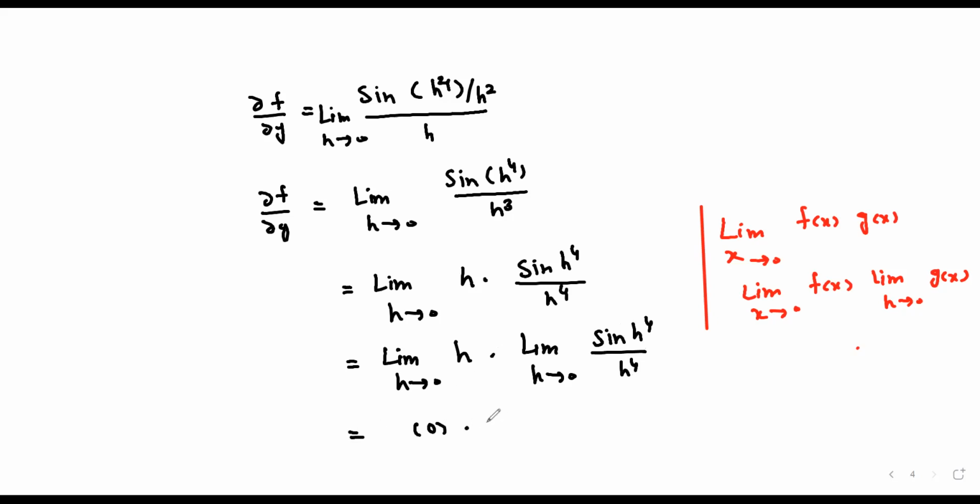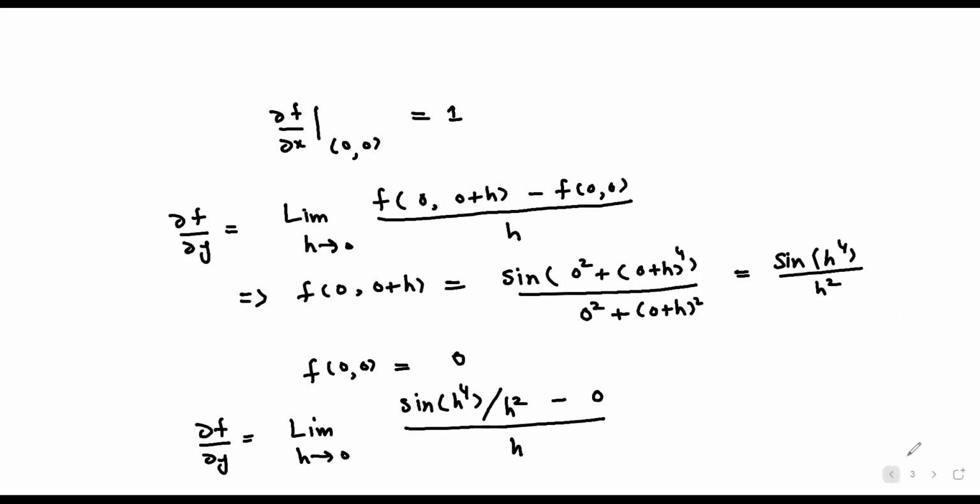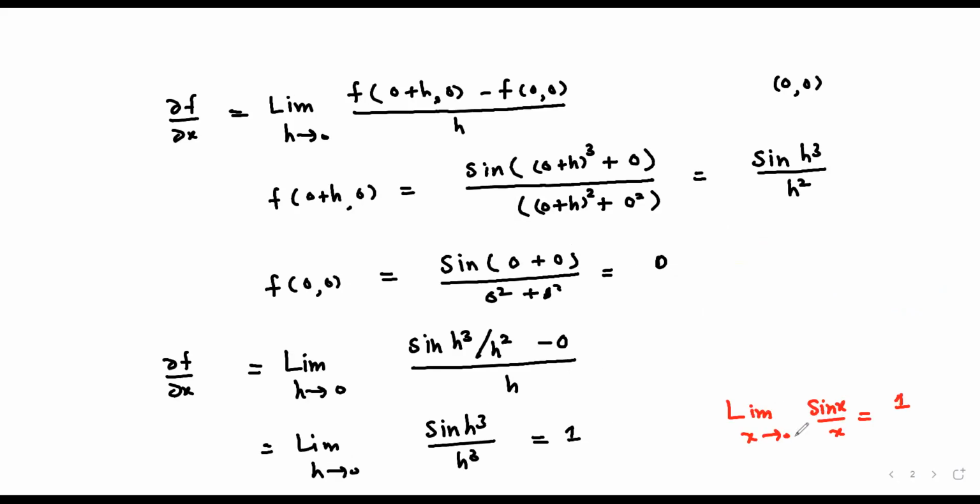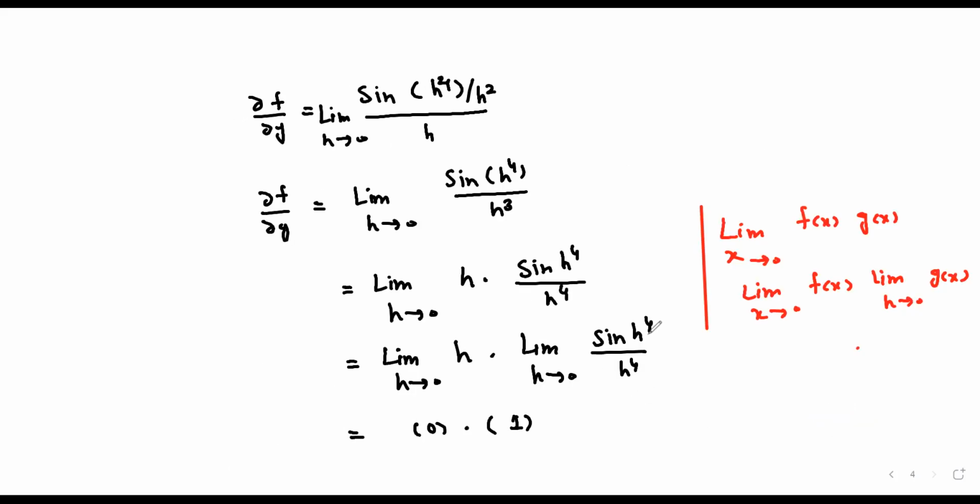So the limit as h approaches 0 of h is equal to 0, multiplied by, and you know that by the previous formula, the one formula we are using here, the limit as x approaches 0 of sine of x divided by x is equal to 1. So here we have h raised to power 4 and in the denominator we have h raised to power 4. This is equal to 0. So it means that partial f by partial y at the specified point is equal to 0.